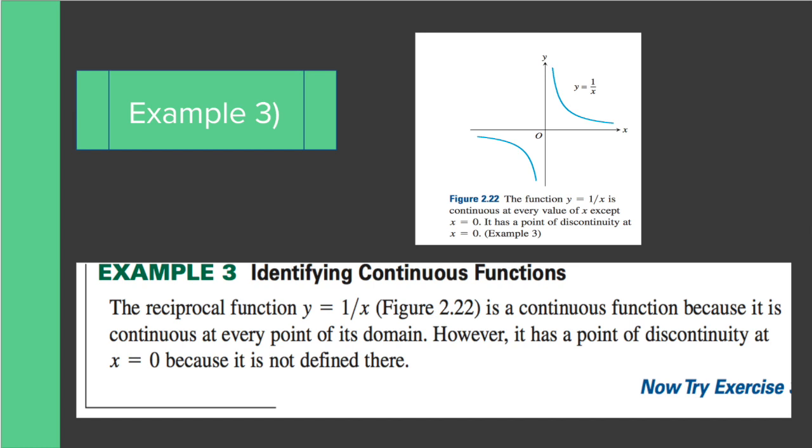This example shows how a function can have a point of discontinuity but remain a continuous function. Since a continuous function is a function that is continuous on its domain, rather than for every x, a function that is undefined at some x is continuous despite the infinite discontinuity at that x.